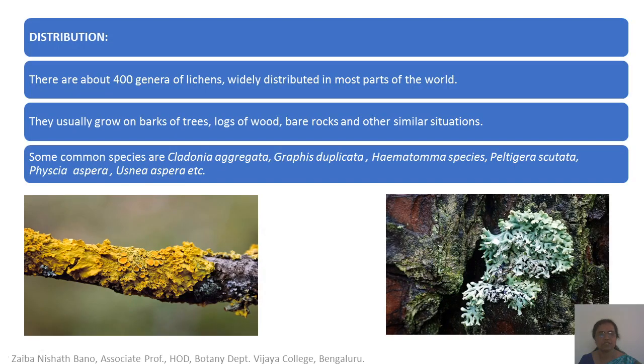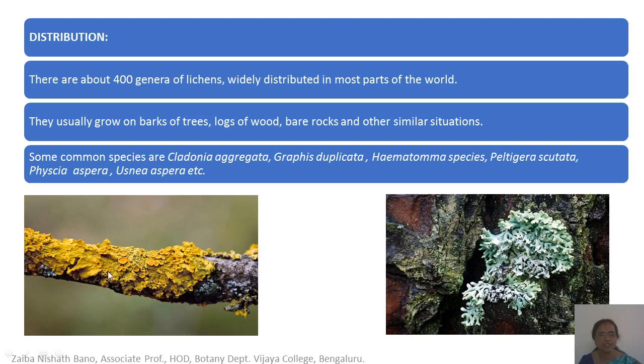Now let's see the distribution of these lichens. There are about 400 genera of lichens widely distributed. They usually grow on barks of trees, logs of wood, bare rocks and other similar situations. You can see these lichens growing on the barks of this tree here. There is a log of wood here, and you can see small cup-shaped structures here, very conspicuous, very tiny cups. These are nothing but those cup-shaped reproductive structures which we term as apothecia.